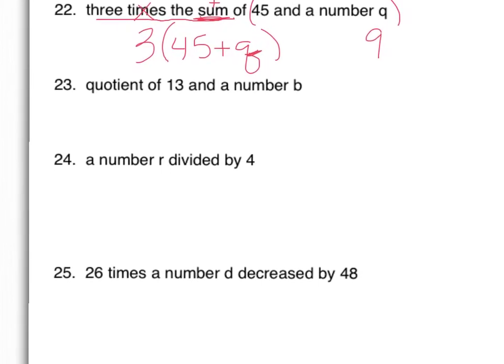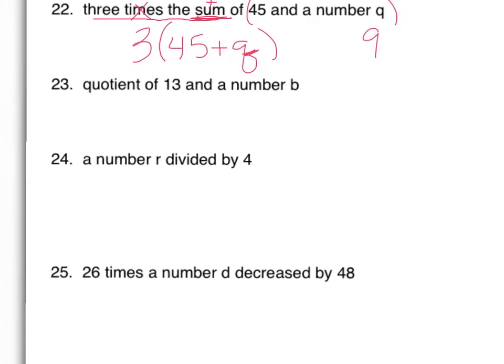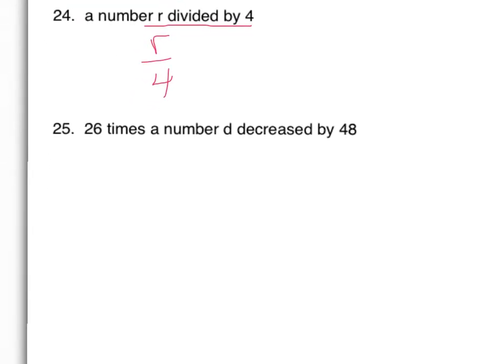Next one, the quotient of 13 and a number b. So quotient tells us we're going to divide, so we're going to do 13 divided by b. Number 24, a number r divided by 4, so r divided by 4. And then 25 is 26 times the number d. So 26 times d. Decrease by means we're going to subtract 48.